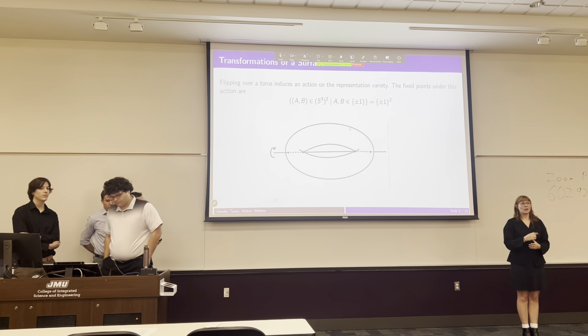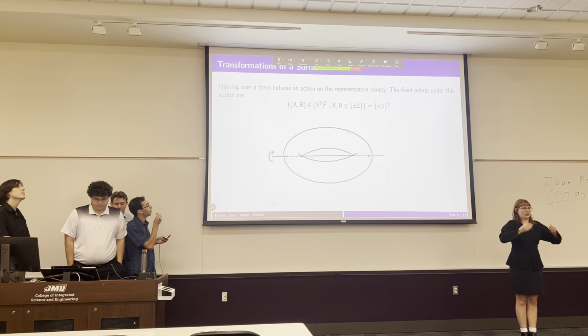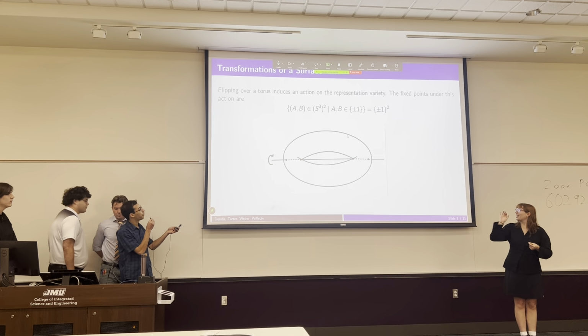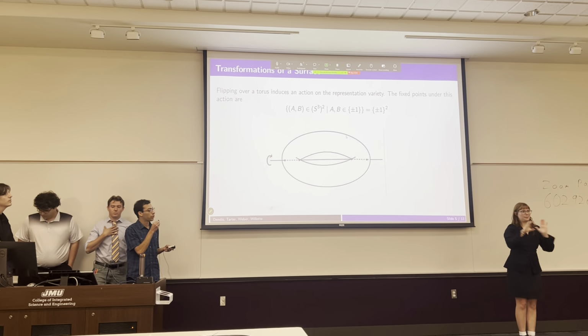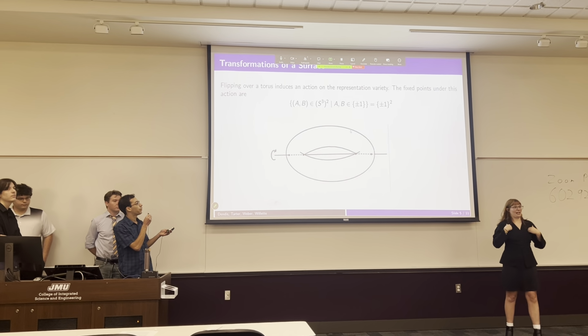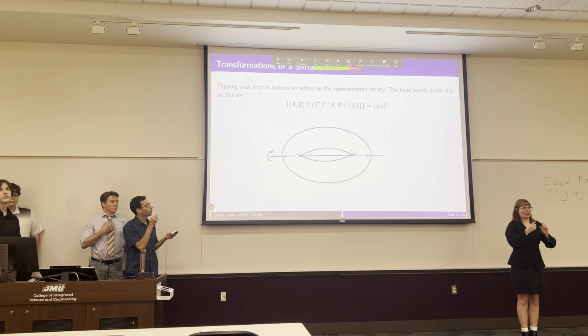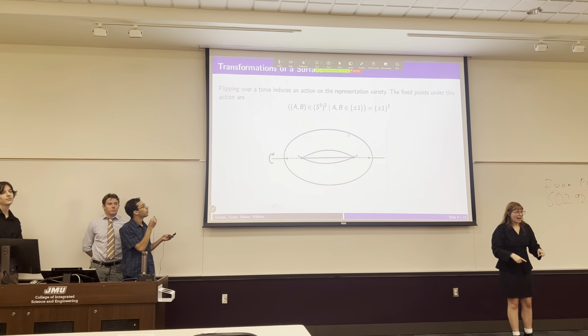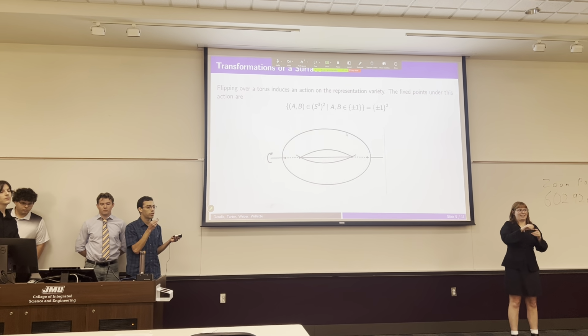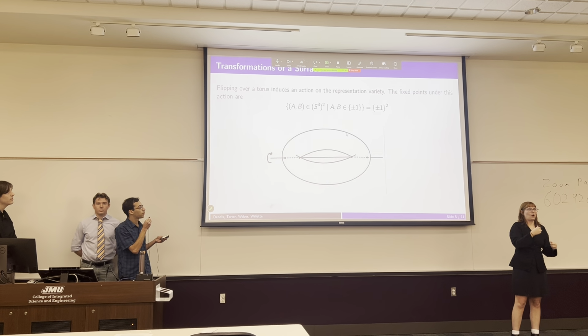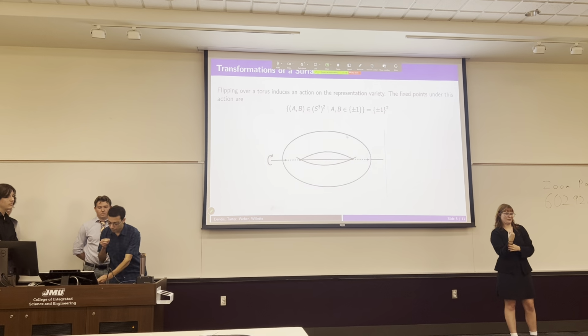One transformation of surfaces that we're interested in is the transformation of flipping over a torus around this axis shown in this picture. So this gives us a transformation of the representation variety, and it turns out that the fixed points of this action are the pairs of quaternions in S3, such that each of them is either 1 or -1.